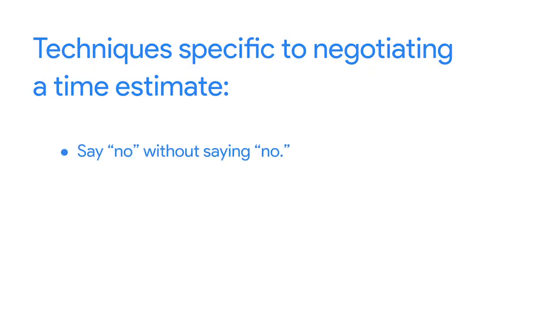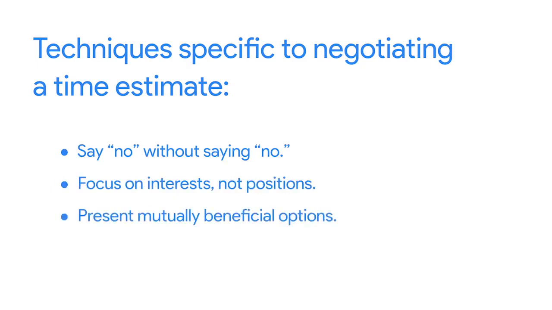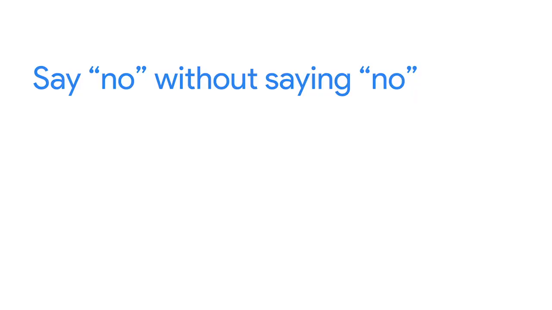There are lots of different negotiation techniques out there, but let's focus on a few that are specific to negotiating a time estimate. They are: say no without saying no, focus on interests, not positions, present mutually beneficial options, and insist on objective criteria. If a task expert gives you a time estimate that's different from what you hoped for, there are a few techniques you can use to try and reach an estimate that works for both of you. Let's start with the first technique, saying no without saying no.